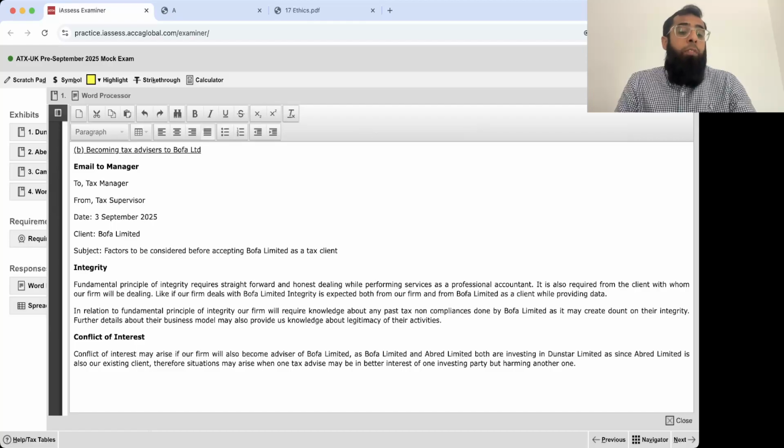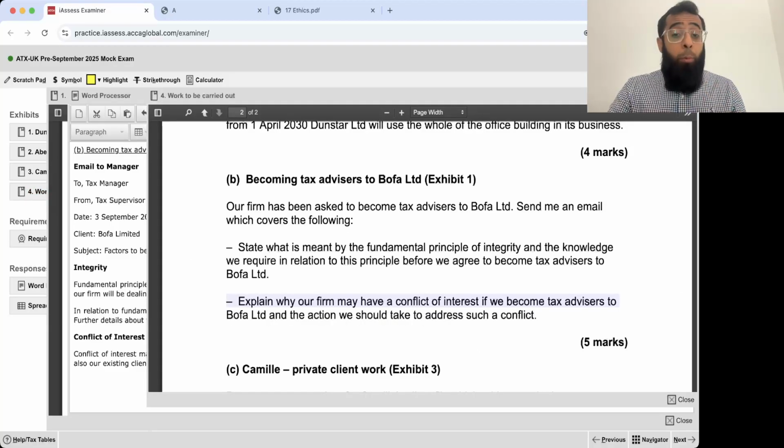Like, even if you look at the scenario simply, structure X is beneficial for Abrid, whereas structure Z is beneficial for BOFA Limited because it will also get the consortium relief. So why conflict of interest may arise? Because these are two investors, so favorable for one may affect another. And the actions we should take: use separate teams first of all. Keep disclosure to both of the parties.